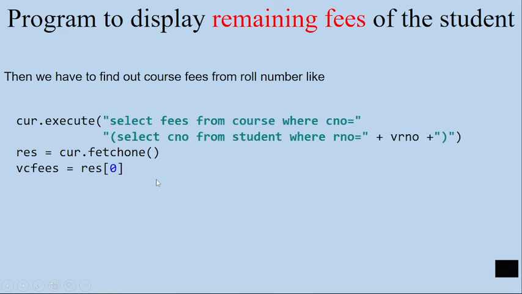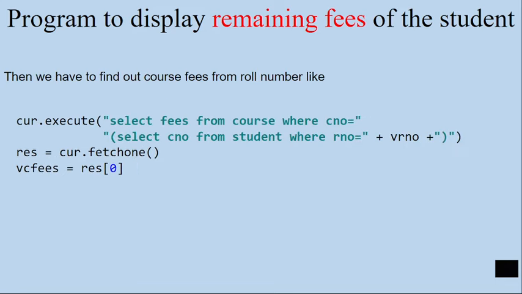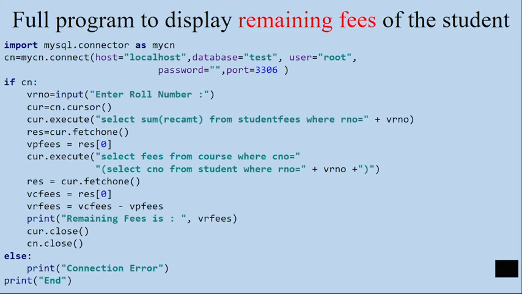Okay, now next is to find out the course fees. Now we have the roll number and course fees present in the course table. So from the student table, this second select query takes in the roll number, we are taking a CNO, and that CNO we are comparing with the CNO in the course table, and that fees we are taking into the VC fees. So in the previous part we have taken paid fees, in this part we are fetching course fees, and course fees minus paid fees will be the remaining fees. That is written over here.